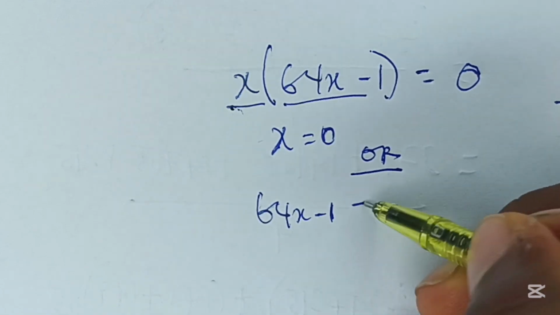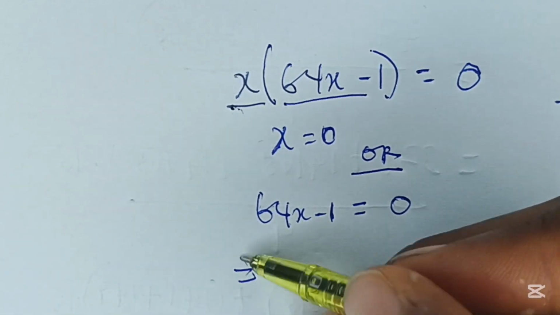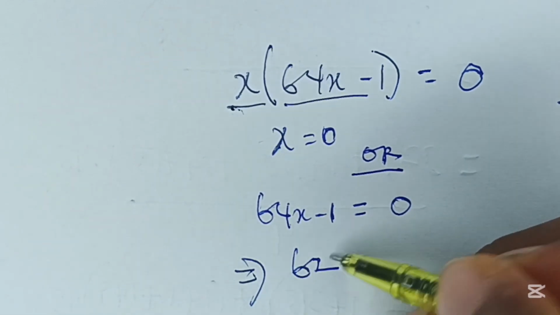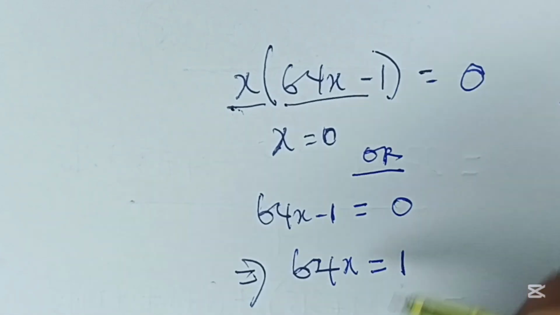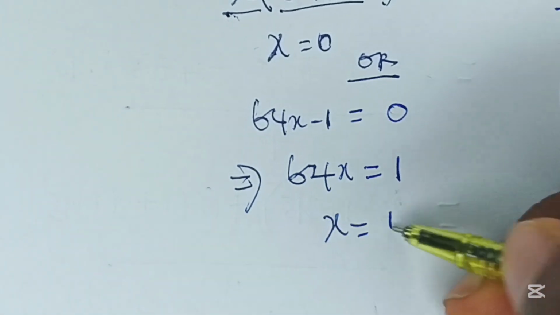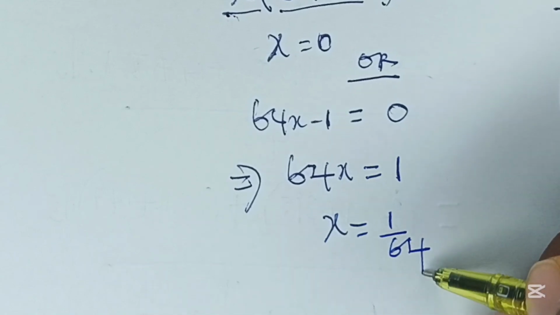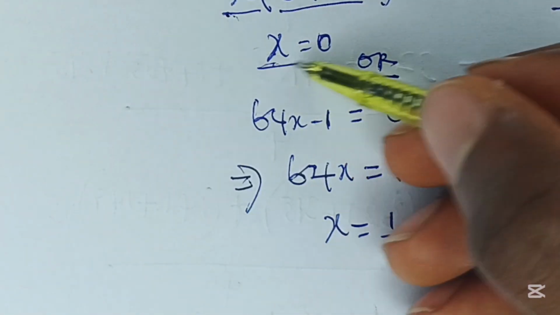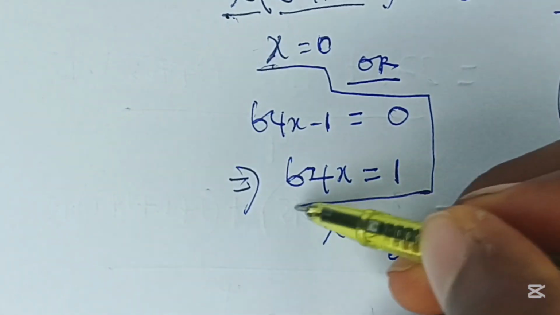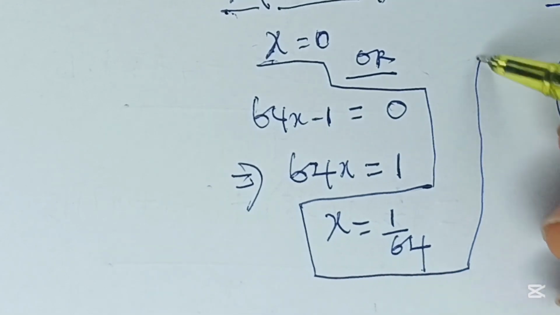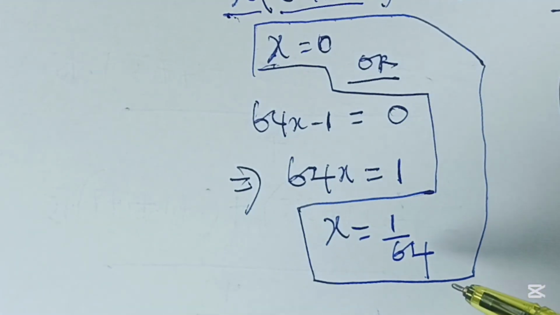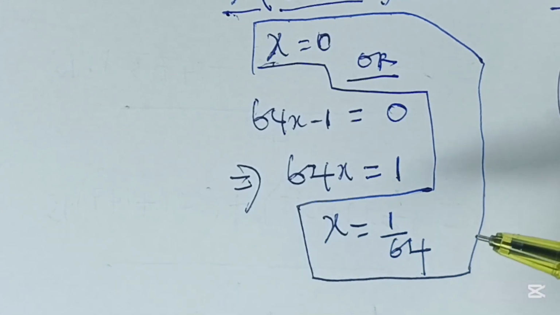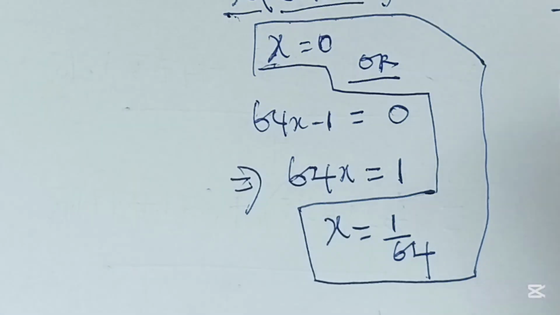64x minus 1 is equal to 0, implying that 64x, if you add 1 to both sides, will give you 1. Hence, x will be equal to 1 over 64. So either x is equal to 0 or x is equal to 1 over 64. Alright? Now, let's substitute these answers for x in our initial equation and test for the correctness.